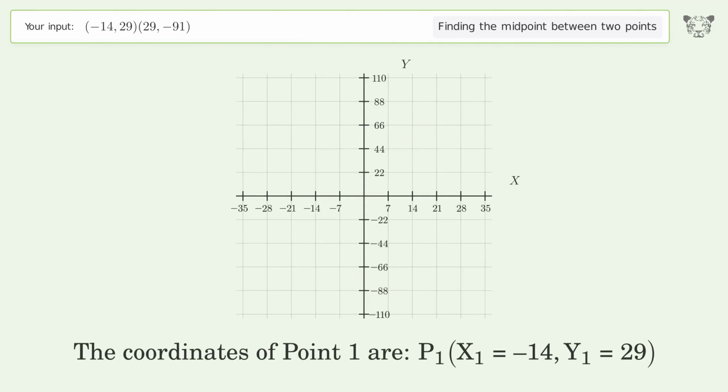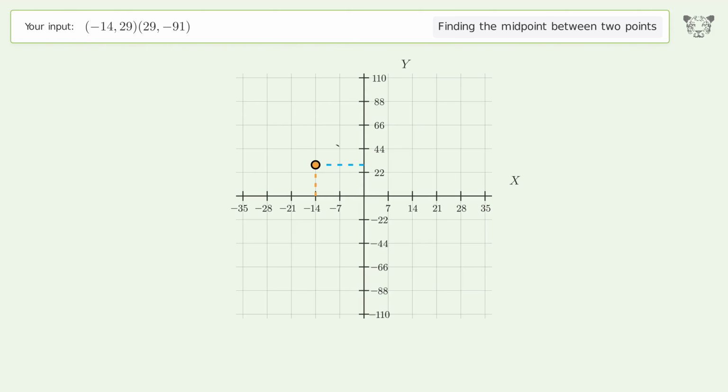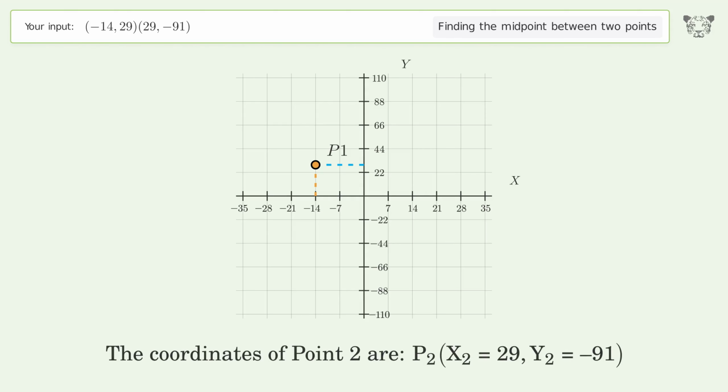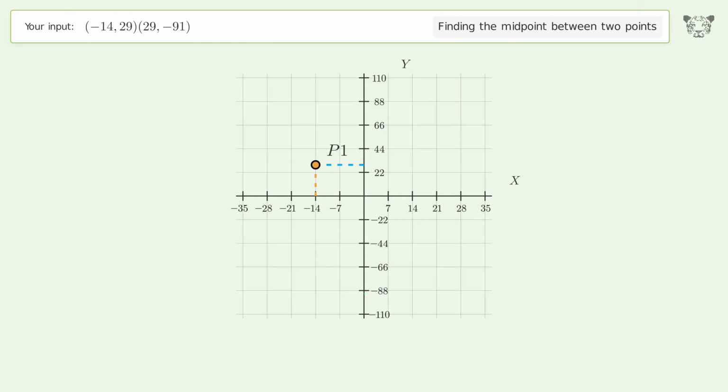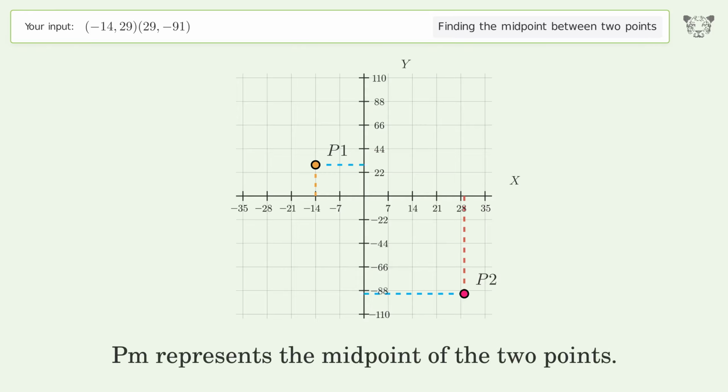The coordinates of point 1 are x1 equals -14, y1 equals 29. The coordinates of point 2 are x2 equals 29, y2 equals -91. PM represents the midpoint of the 2 points.